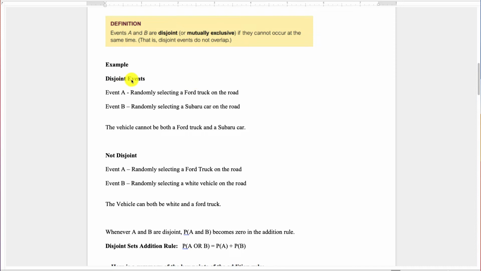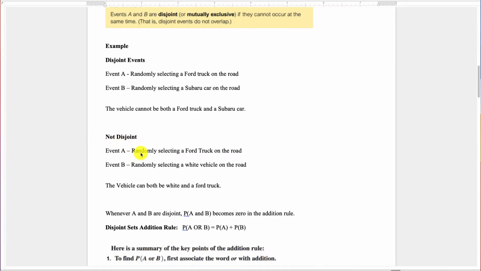So for example, of some disjoint sets: randomly selecting a Ford truck on the road, no problem, that's the probability of that happening. And then the probability of randomly selecting a Subaru car on the road. Well, you can't select a Ford truck and a Subaru car at the same time, right? So that event could not happen. There's no overlap of the probability. So if you said probability of A or B, you would have no overlap. You'd just be able to add them up.